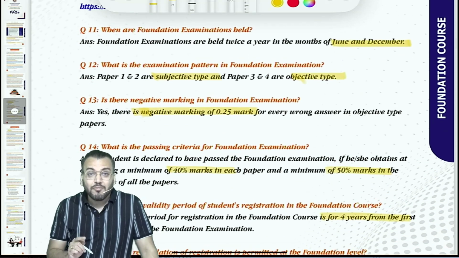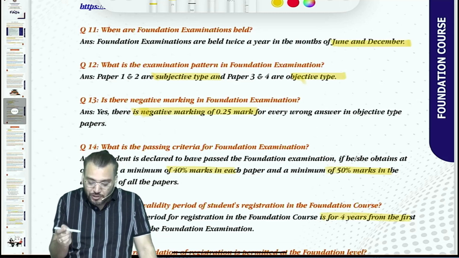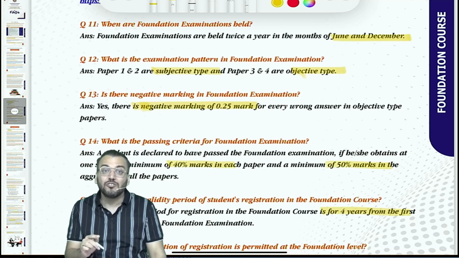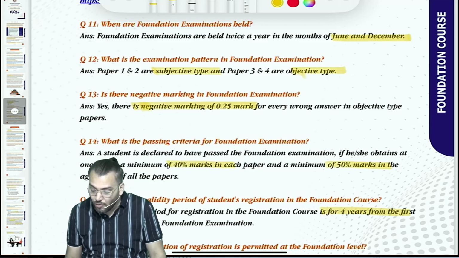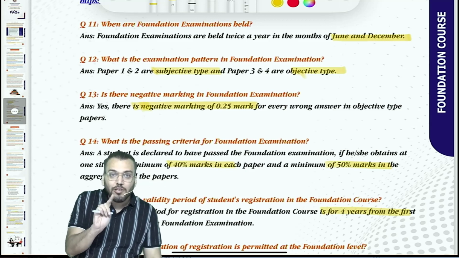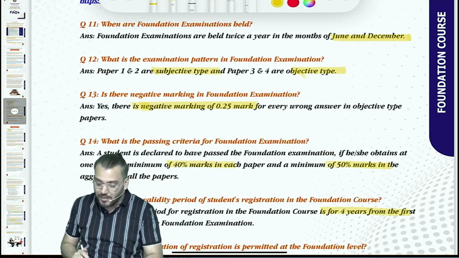Now, is there any negative marking for MCQ-based or objective type questions? Yes, there will be negative marks. 0.25 marks will be deducted for each wrong answer. So there is negative marking of 0.25 marks for every wrong answer in the objective type papers. That means paper 1 and paper 2 have no negative marks, only paper 3 and paper 4 have negative marking at the Foundation level. This is the Foundation level I am discussing.